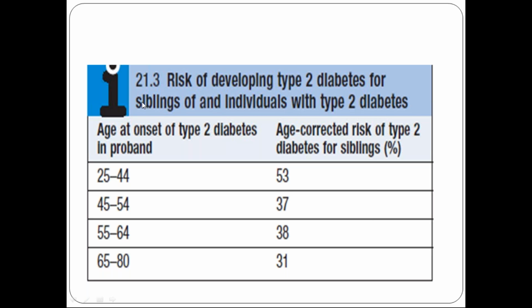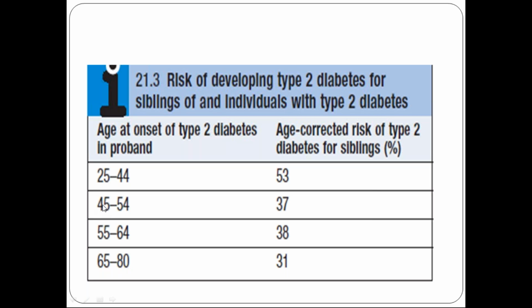So what is the risk of developing type 2 diabetes mellitus in siblings of individuals with type 2? The age at onset of type 2 diabetes in the index person matters. If one sibling develops diabetes at 25 to 44 years of age, then 53% of their siblings can get diabetes.